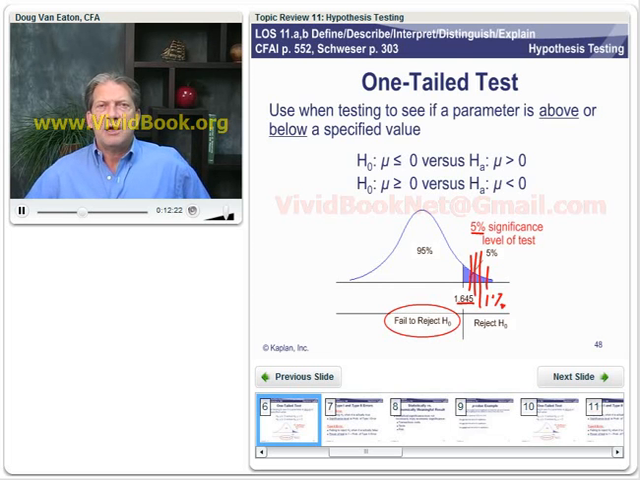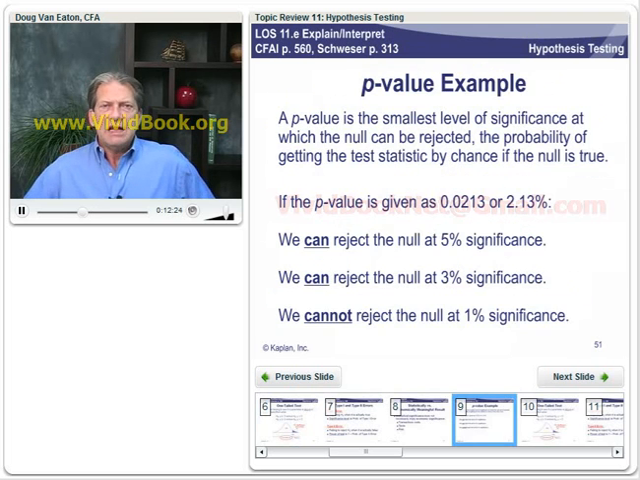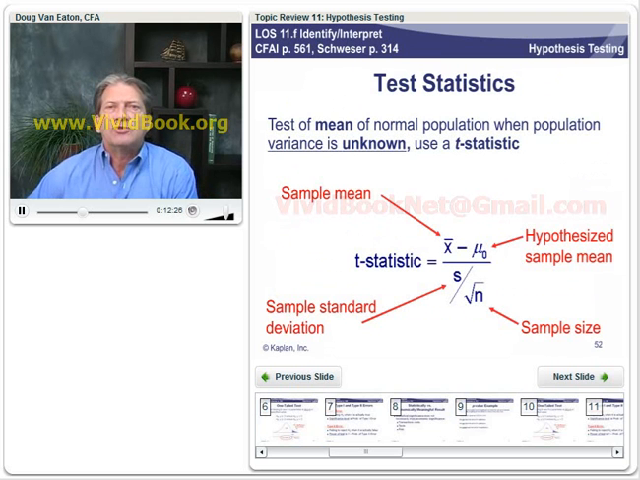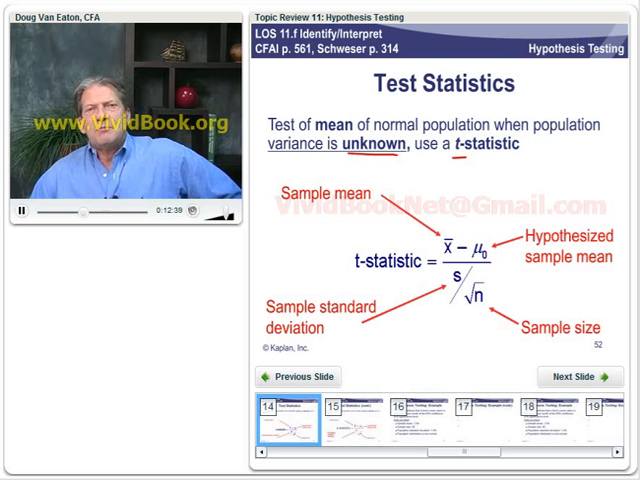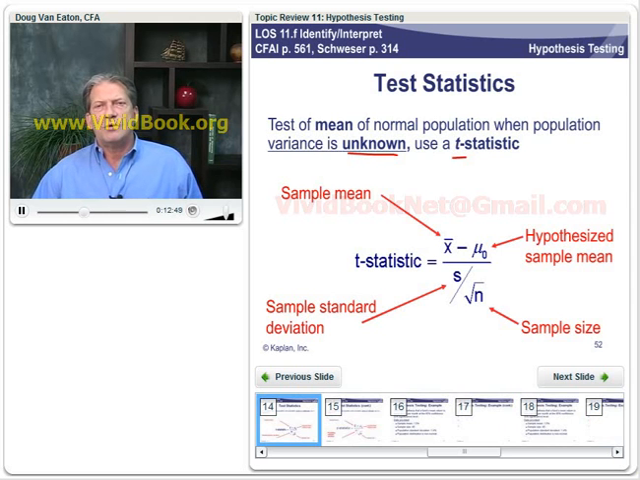Okay, let's bounce back forward to that and then start talking about constructing a test statistic. Now, if we want to test the mean of a normal population when the population variance is unknown, we need to use a t-statistic. And that means that this statistic is distributed according to a t-distribution. Remember, a t-distribution is defined by its degrees of freedom, which is n minus 1.